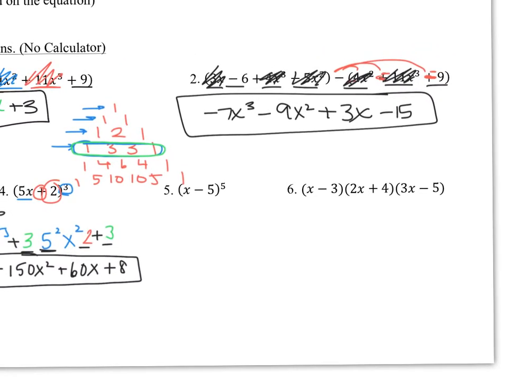Number 5, again, raise it to the 5th power, I'm going to use Pascal's triangle. So 0, 1, 2, 3, 4, 5 is this last row, and I hid that one out there. So again, take my first term, start highest, go lowest.